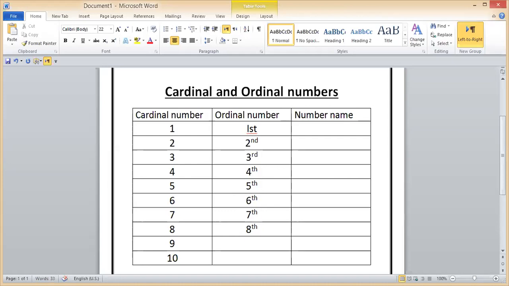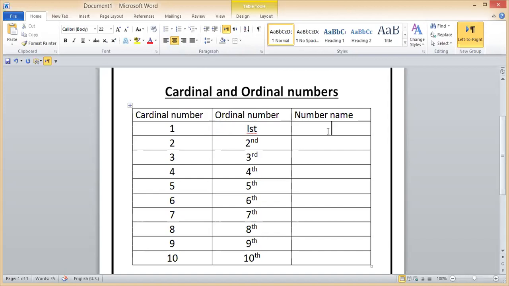Eighth, ninth, and it is 10th. These are the ordinal numbers. Now I'm going to write their number names.